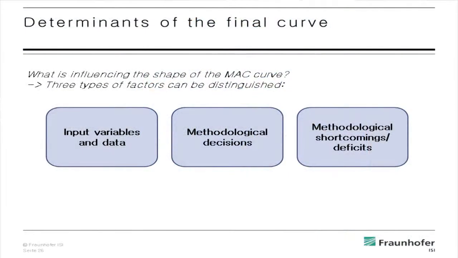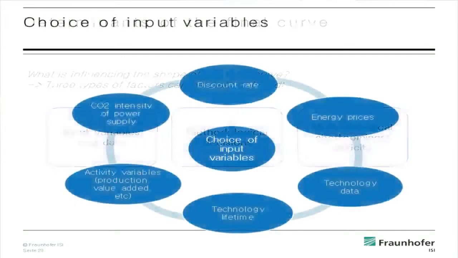The abatement cost curves are determined by three types of factors that determine our marginal abatement cost curves: input variables and data, methodological decisions, and methodological shortcomings. And most of what I'm saying now I've already said, but it's just a brief repetition. So we have the choice of input variables. As I've already said, what kind of discount rate do I use? What are the energy prices that I assume for my reference, but also for my saving scenarios? What are the technology data that I apply to my curves?